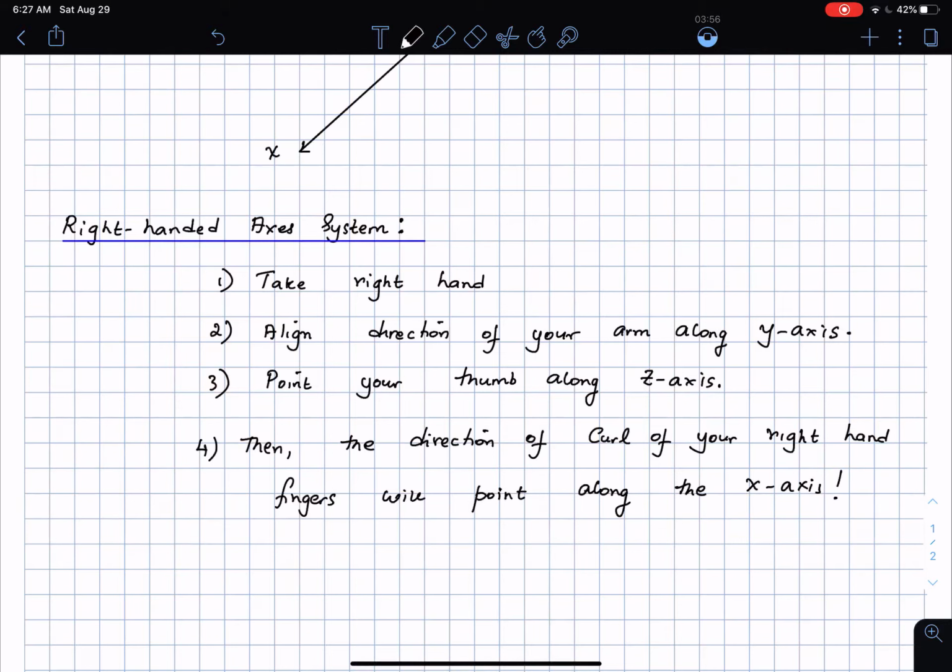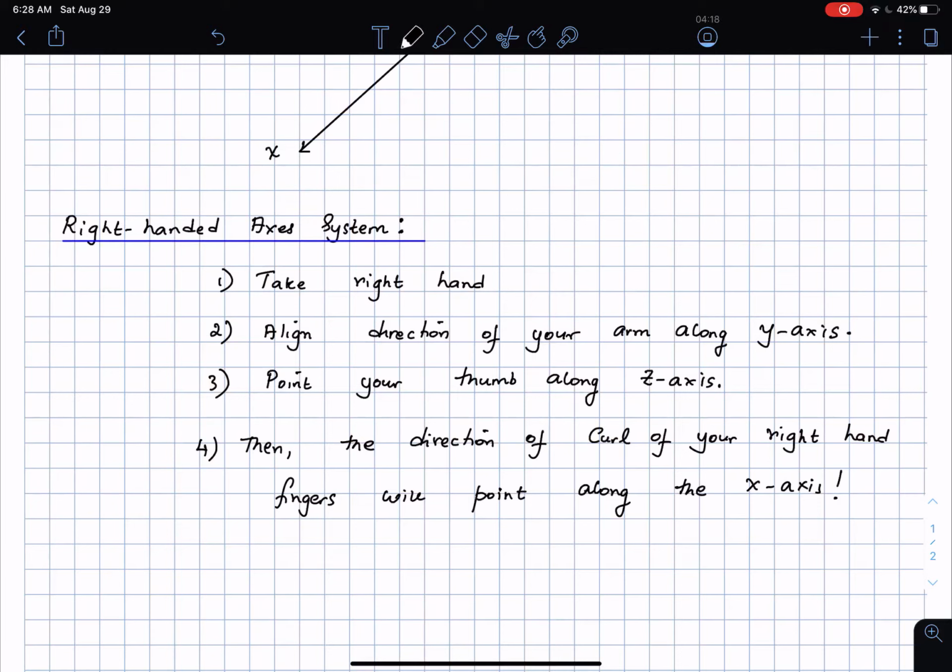You can pretty much follow this procedure: you can align your arm along the x-axis and then your thumb along the y-axis. The z-axis will be given by the direction of the curl of your right hand fingers. So this is typically the right hand rule. It takes a little bit of practice, but you'll get used to it as we draw it off and on.